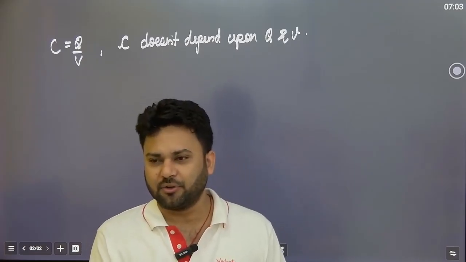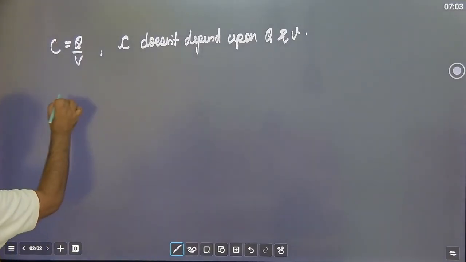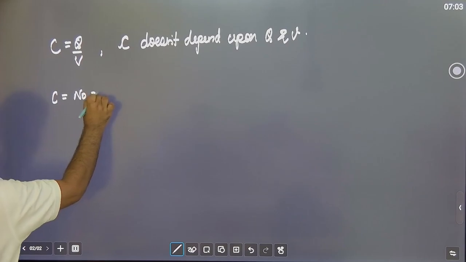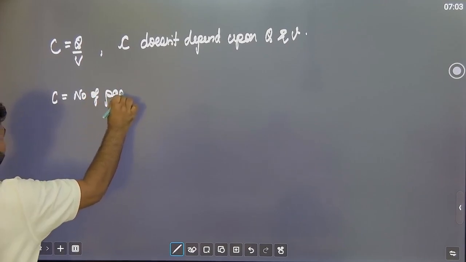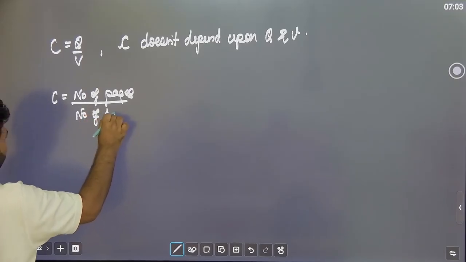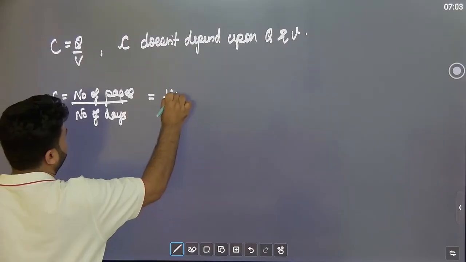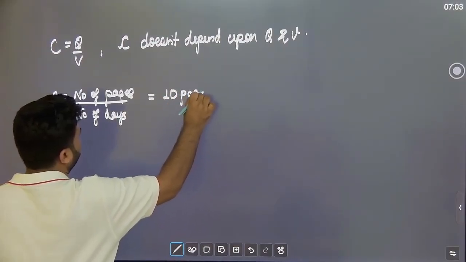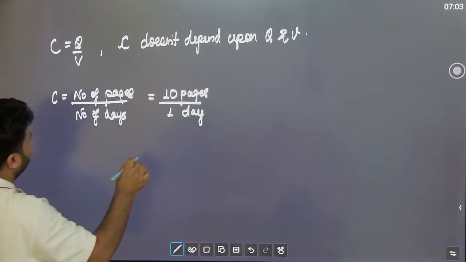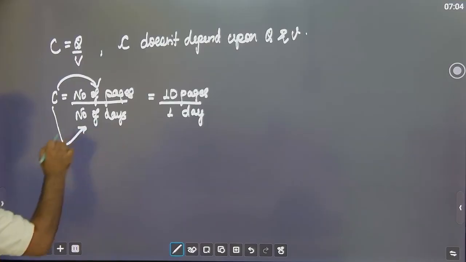You understood? So capacity, in your example, is number of pages divided by number of days. So what I told, 10 pages per day. 10 pages per day means in one day. This is your capacity. Now what I am saying, this capacity does not depend upon number of pages. This capacity does not depend upon number of days.